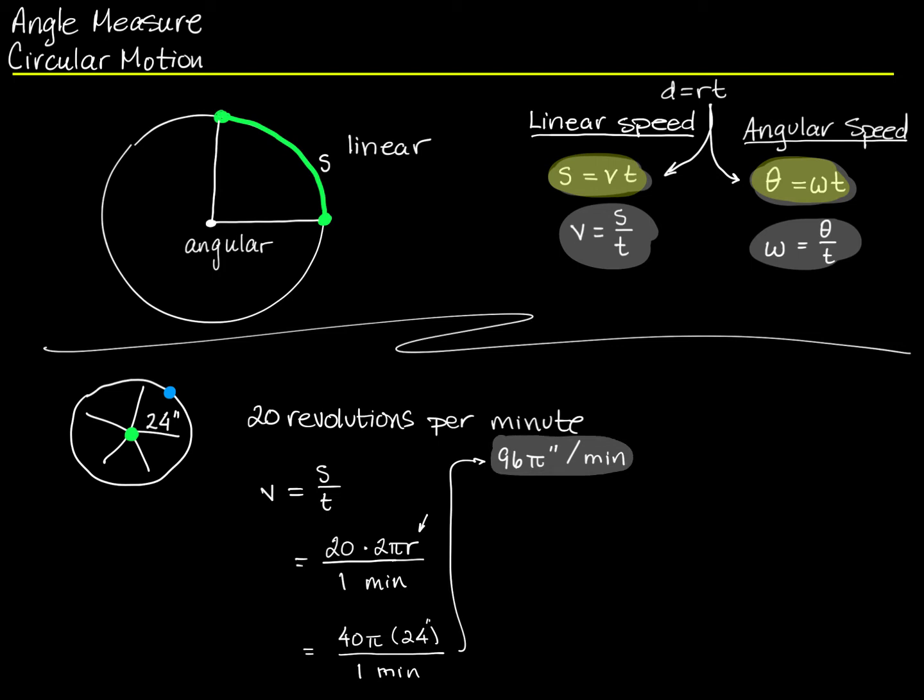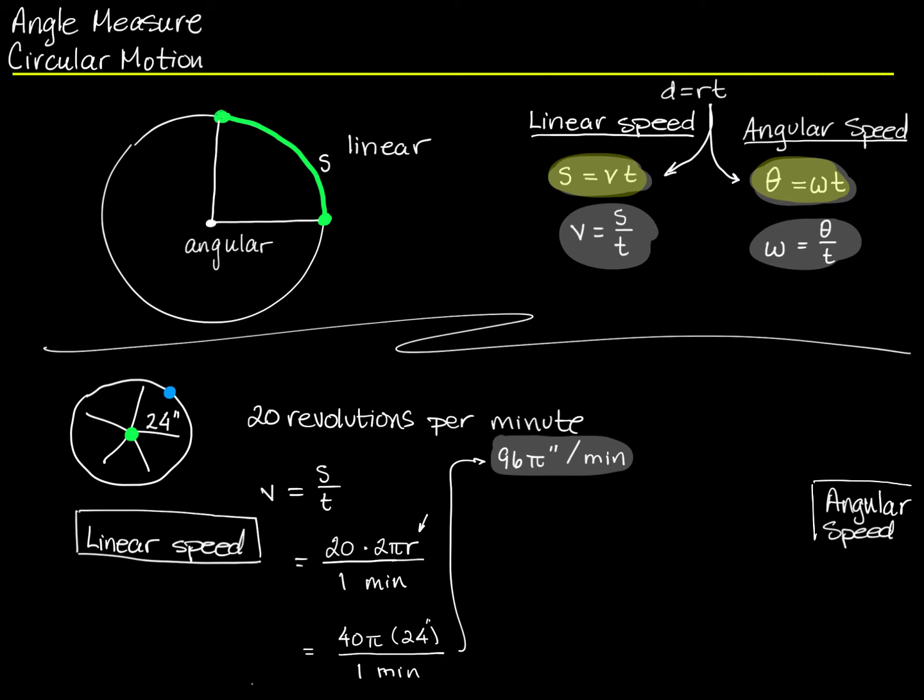The fact that there's a pi in it just comes from the fact that there's a pi in the computation of the circumference, right? If one revolution is the circumference of the circle, then the circumference is going to have a pi in it. It's 2 pi times the radius, 2 pi r. So my circumference is going to have a 2 pi in it, which means my answer is very likely to have a pi in it. This is the exact value, 96 pi inches per minute, the exact value of the answer for the linear speed of the blue bug. Now let's go find out what the angular speed is.